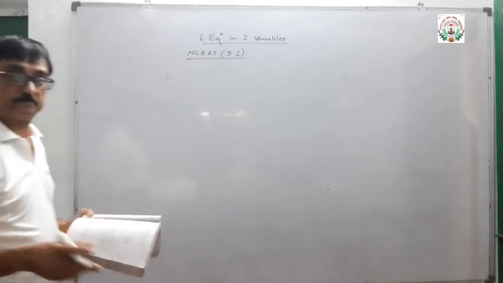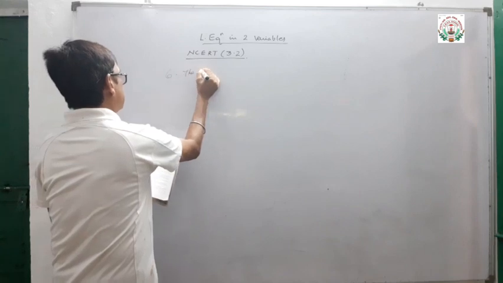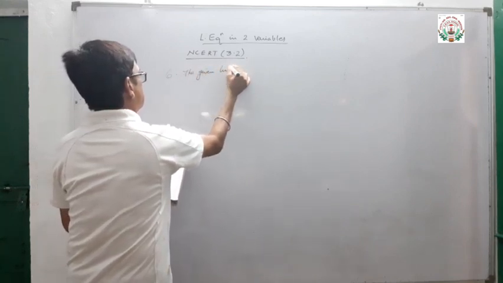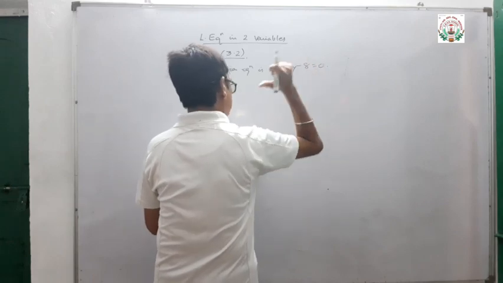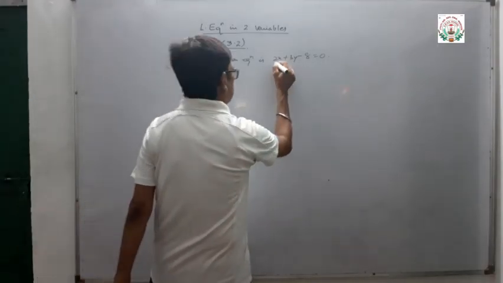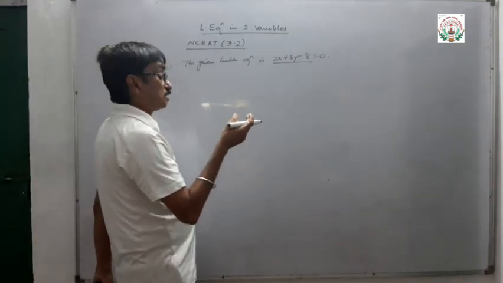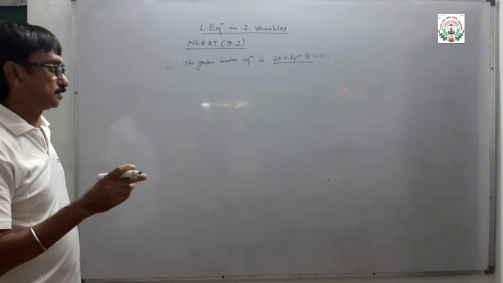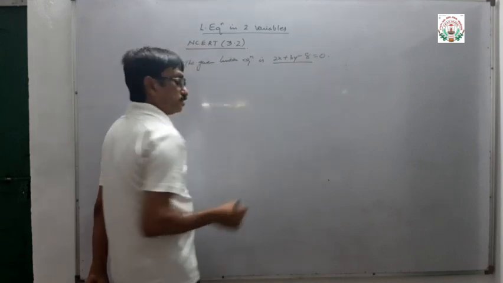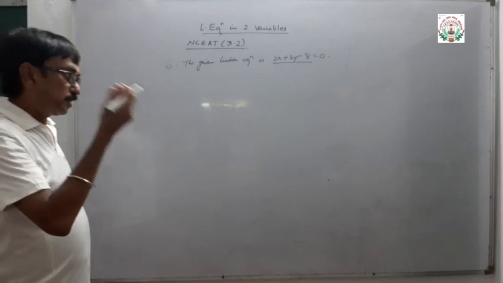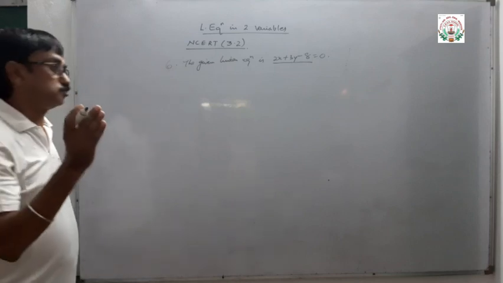In question number 6, the given linear equation is 2x plus 3y minus 8 equals 0. Now, as one linear equation is given to us, we have to write down a second equation such that the graph of those two equations will be intersecting. So here the value of a1 is 2, b1 is 3, and the constant is minus 8. I have to take the values of a2 and b2 of the second equation in such a way that a1 by a2 must not be equal to b1 by b2.